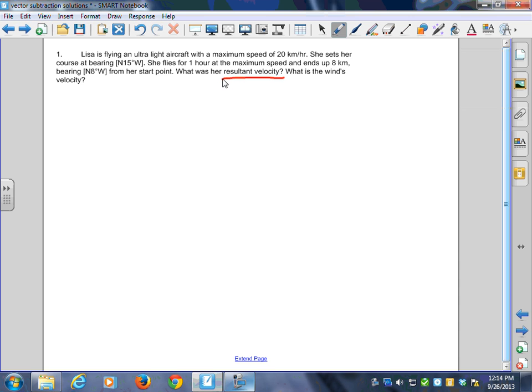Now we know that she's actually flying at 20 kilometers per hour. She sets her course at a bearing of north 15 west. So that's the plane. The plane vector is north 15 west. She flies for an hour at her maximum speed and ends up 8 kilometers at a bearing of north 8 west from her start point. What was her resultant velocity? Well, she ends up north 8 west, so her resultant is some speed at north 8 west.